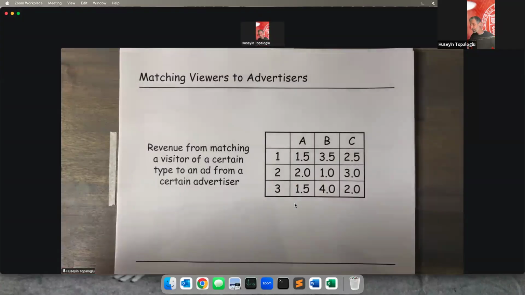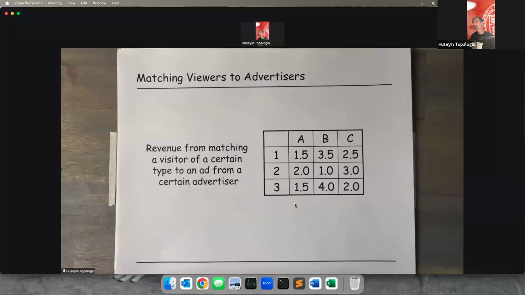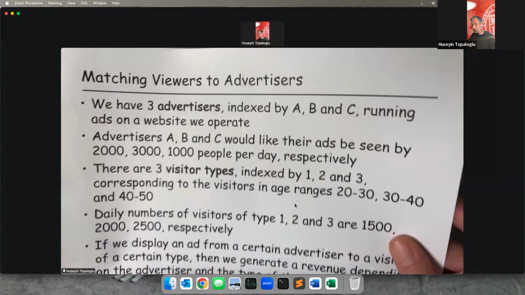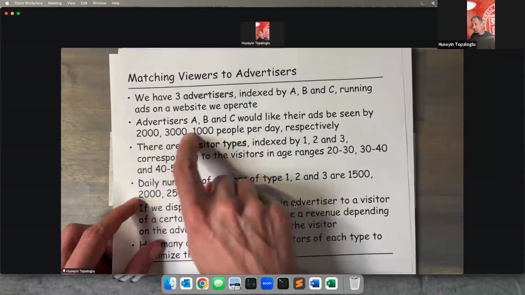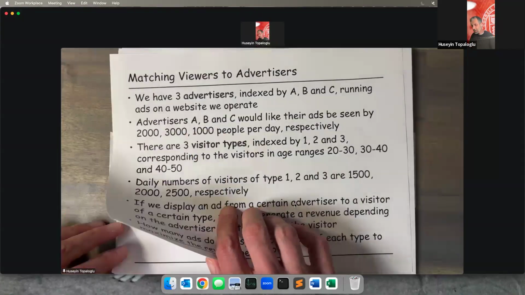Okay, so we have 3 types of data in our linear program: the revenue from showing a visitor of a certain type an ad from a certain advertiser, the desired number of viewers by each advertiser, and the number of visitors of each type. So now let's write our data in compact form.